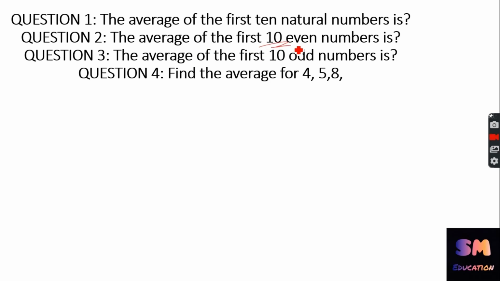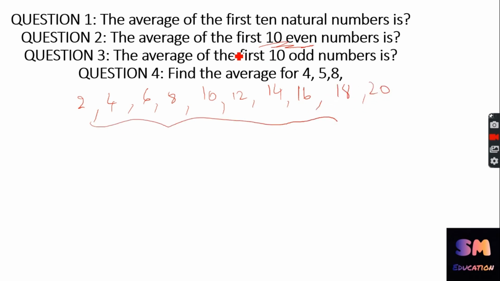The average of first 10 even numbers. First 10 even numbers are nothing but 2, 4, 6, 8, 10, 12, 14, 16, 18, 20. These are the first 10 even numbers.